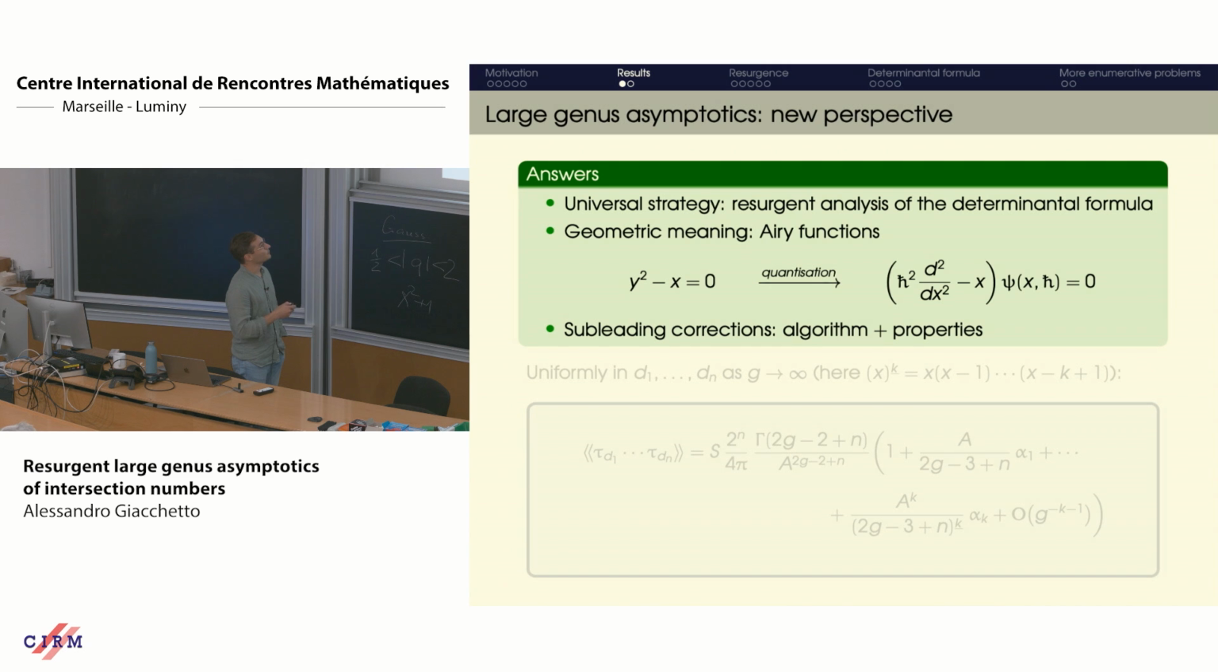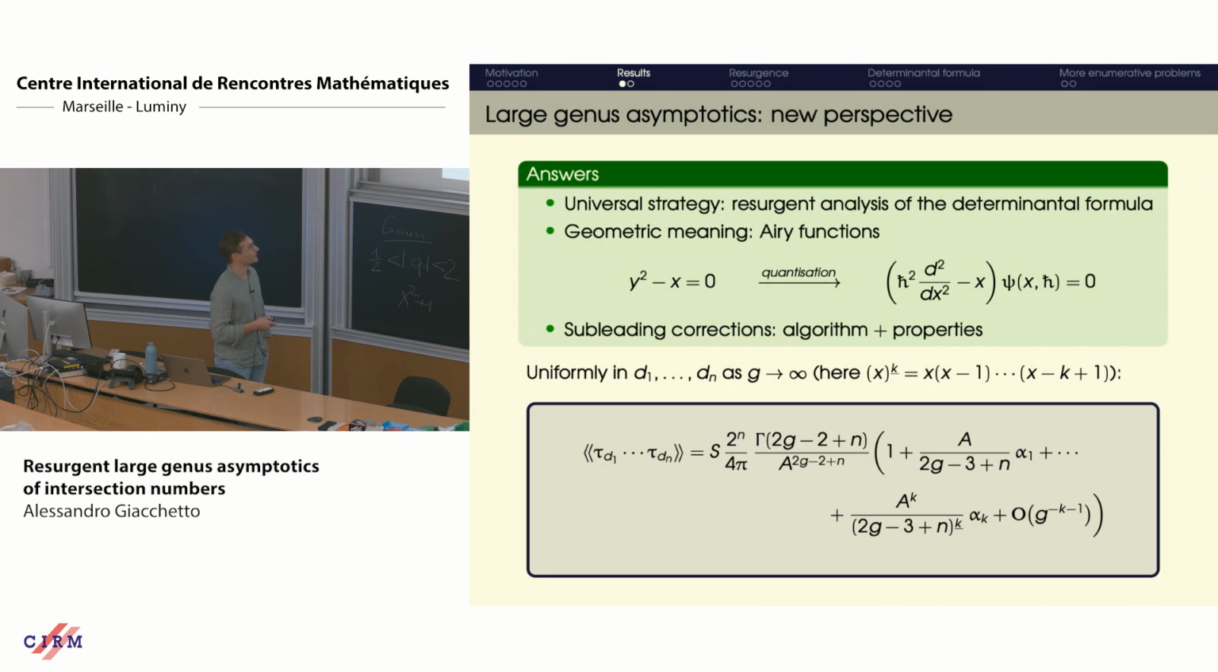With this strategy, we will also show why, for example, this number 2/3 will pop up. And in the specific case of these Witten-Kontsevich intersection numbers, this is due to the presence of an underlying differential equation, which is the Airy differential equation. And with this strategy, I will also show you how to compute all subleading corrections to the formula. And so the final answer will look something like this.